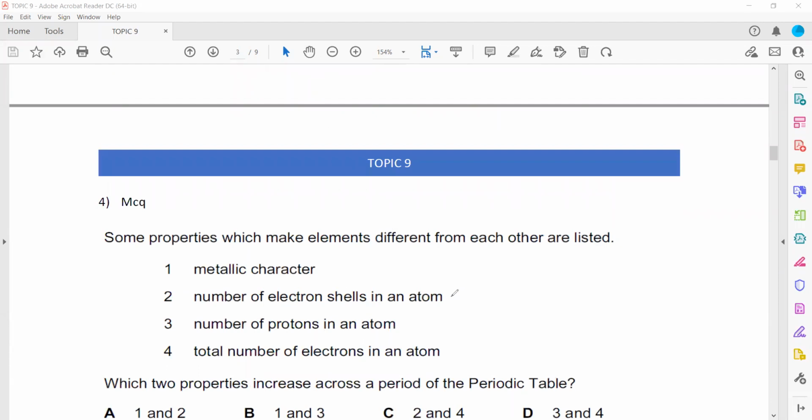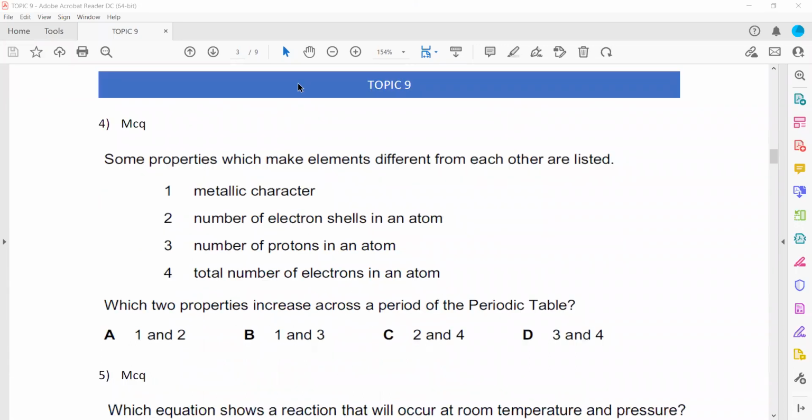So the number of electron shells of an atom does not change. So one cannot be an answer, two cannot be an answer. Any option which includes 1 and 2 cannot be an answer. So this cannot be an answer, this cannot be an answer, this cannot be an answer. We are left with D only. And we can check the number of protons and total number of electrons.